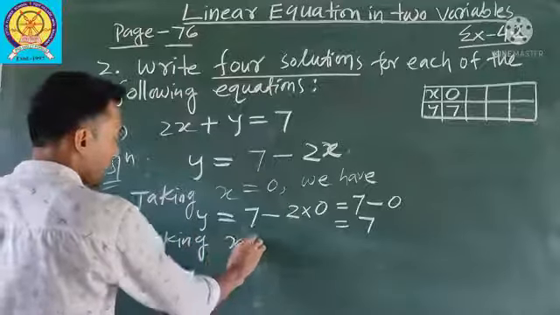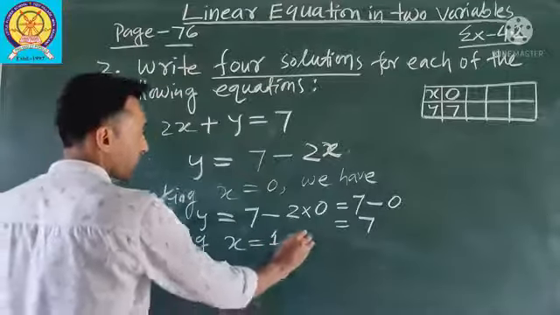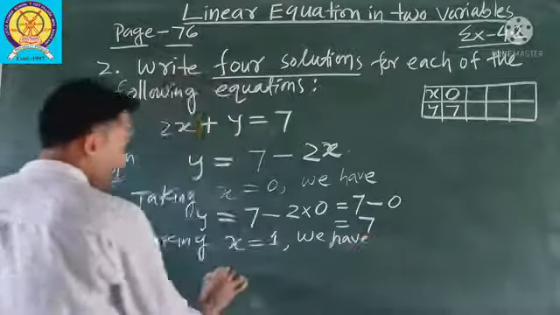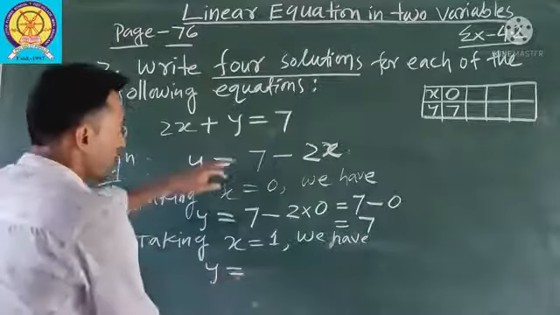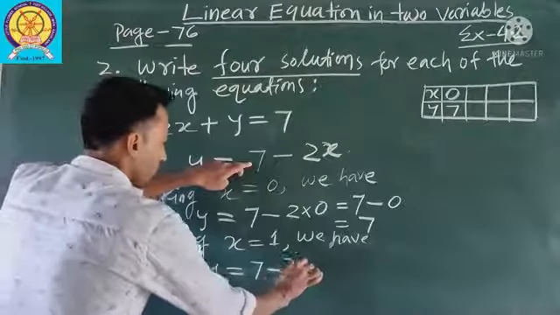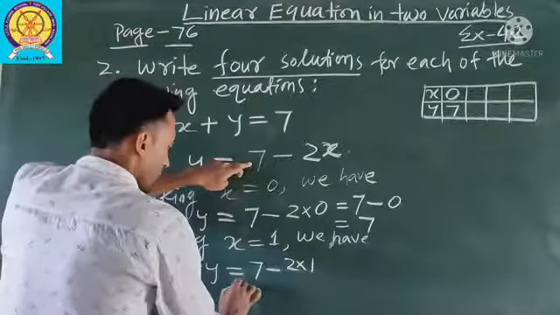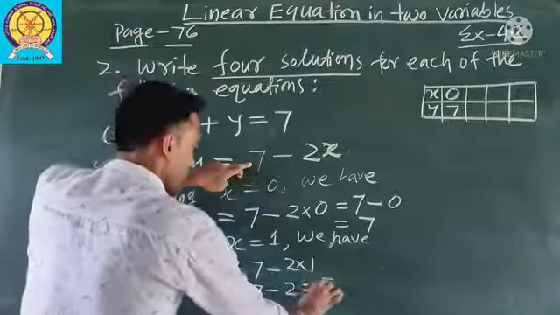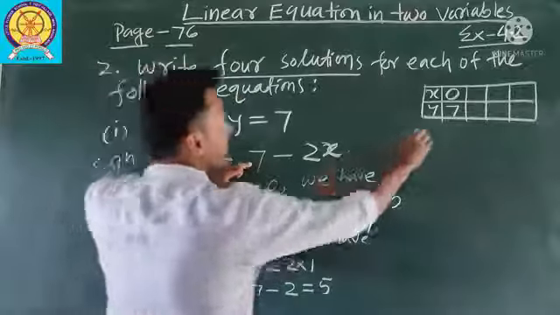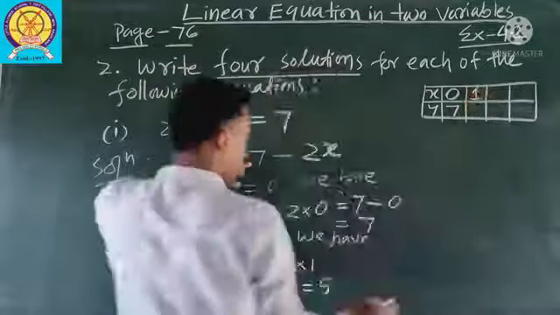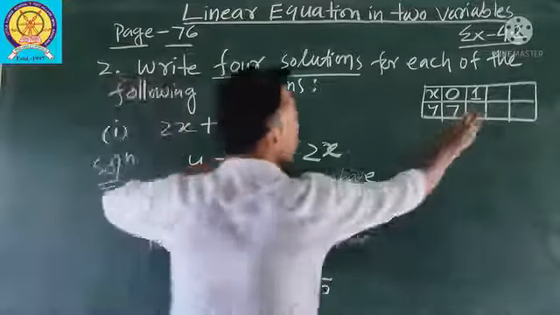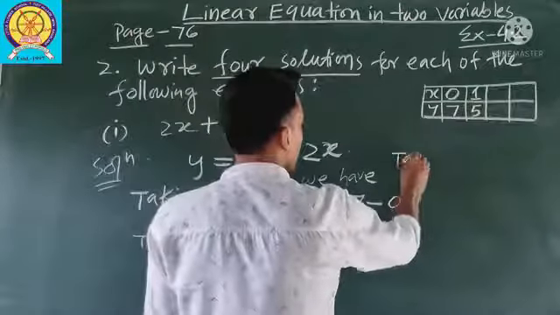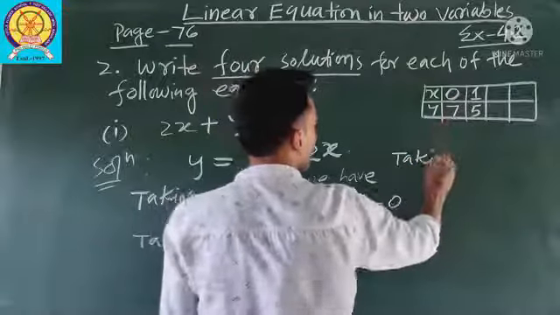Next, taking x as, for example, 1. We have y equal to 7 minus 2 into 1. 2 into 1 is 2. 7 minus 2 is 5. When we take x as 1, y value is 5. Now next we have to find 4, only getting 2.